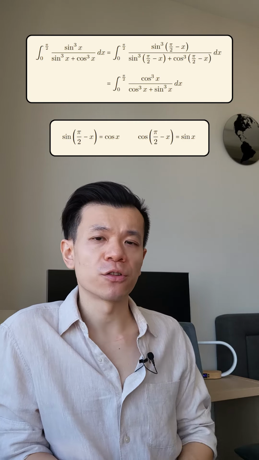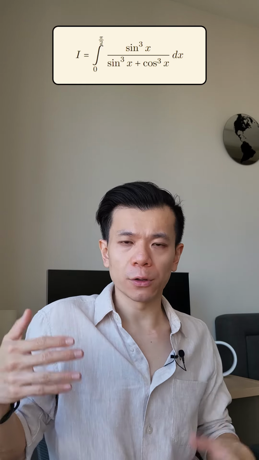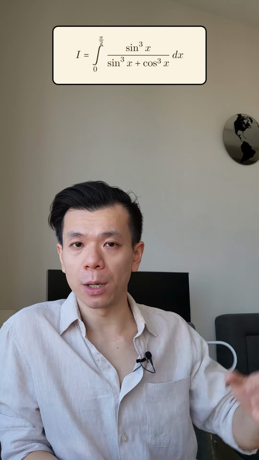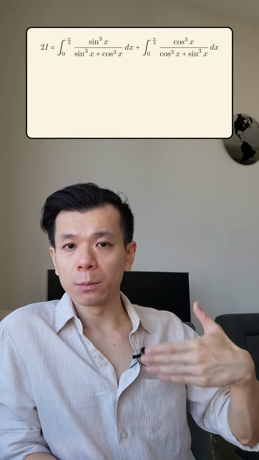Now we're going to do a very common trick in integration. We're going to let I equal the value of the original integral, but our original integral also equals our new integral after we use the king property. And so let's set that new integral equal to I as well. Adding these two integrals together, we get 2I equals the sum of those two integrals.